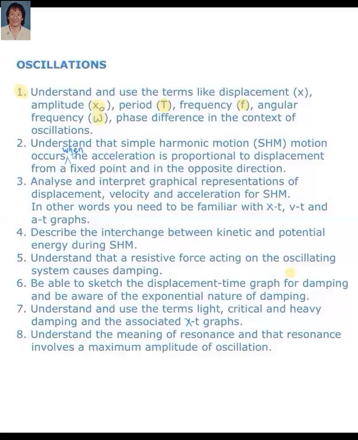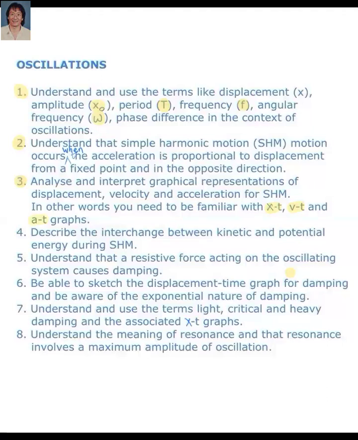oscillations. Number two, we need to understand the simple harmonic motion represented by SHM. Motion occurs when the acceleration is proportional to the displacement from a fixed point and x in the opposite direction. Number three, analyze and interpret graphical representation of displacement, velocity, and acceleration for simple harmonic motion. In other words, you need to be familiar with the displacement time graph or xt graph, velocity time graph or vt graph, and acceleration time graph or at graph.